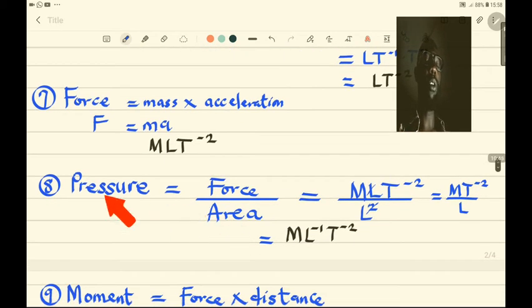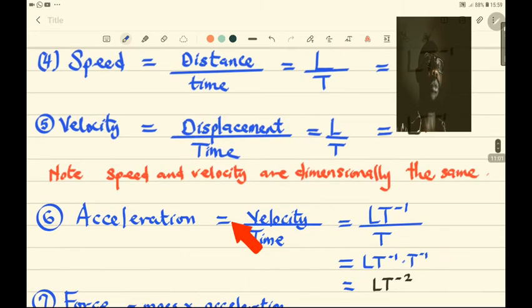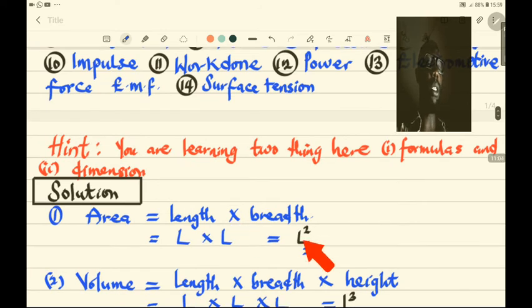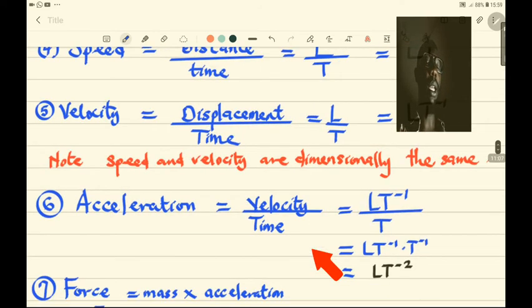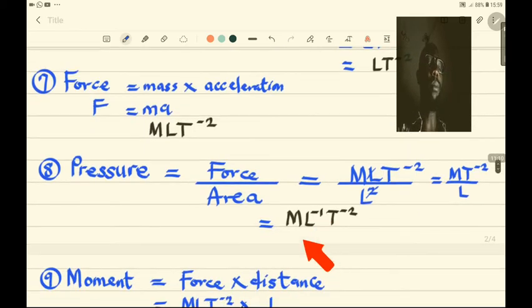Now next is pressure. The formula for calculating pressure is force over area. What is the dimension for force? This is it, MLT to the power of minus 2. And the dimension for area is L square, which we did. That was the first question we did. This is the dimension for area, L to the power of 2. So we can cut one of these L, we cut one of the 2 here. So we are now left with MLT to the power of minus 2, and this one has now become ordinary L. Initially it was L square, but we have cut.